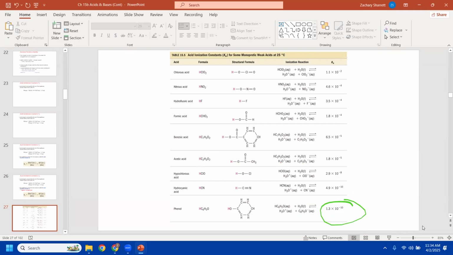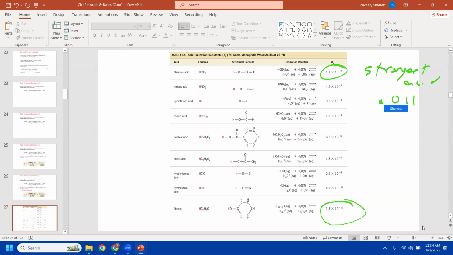Bronson, the top one. Why? It has the largest Ka value, so it's the strongest acid: 1.1 times 10 to the negative 2. That doesn't seem like a big number, though. Isn't that the biggest one, 0.011?